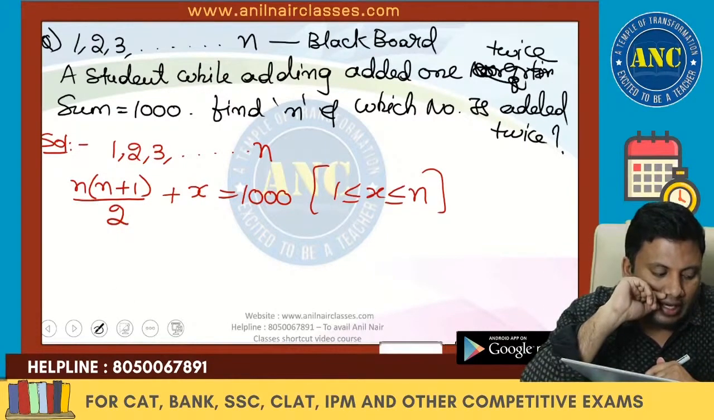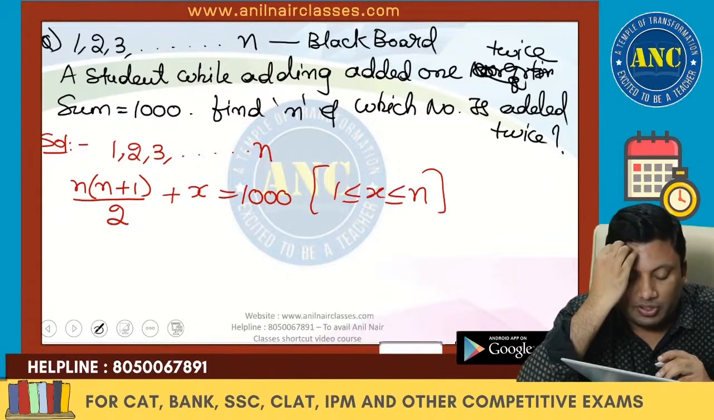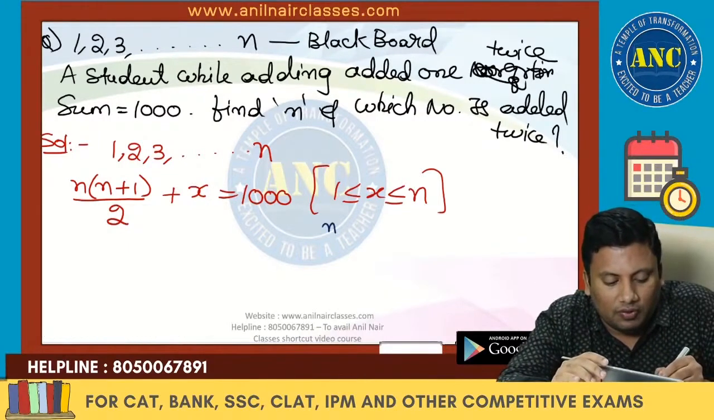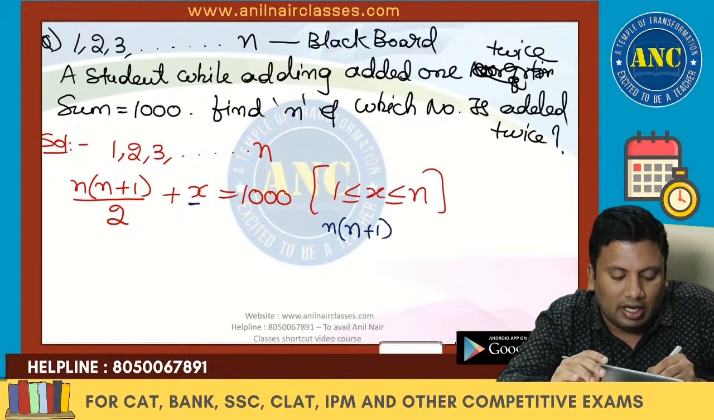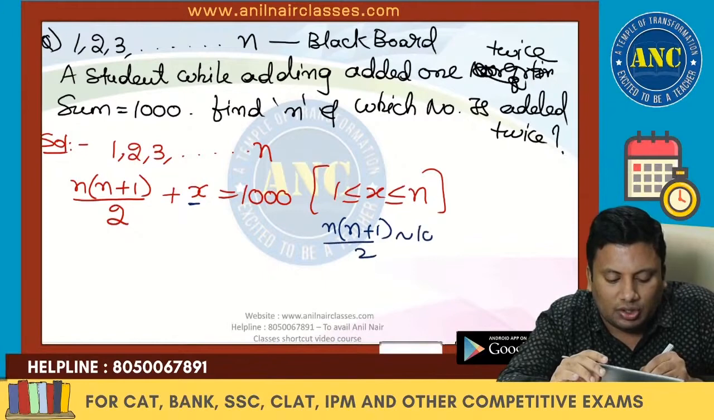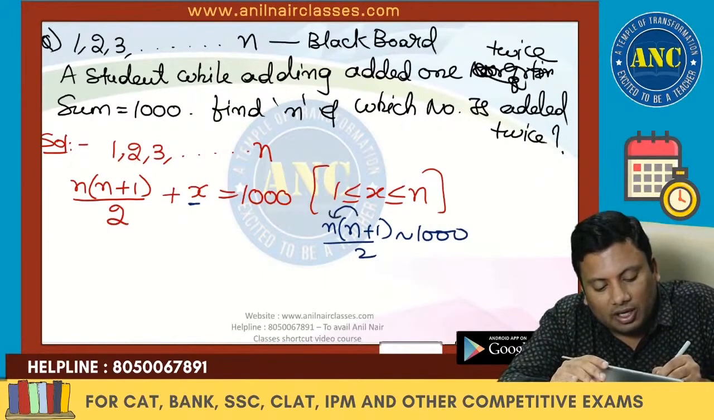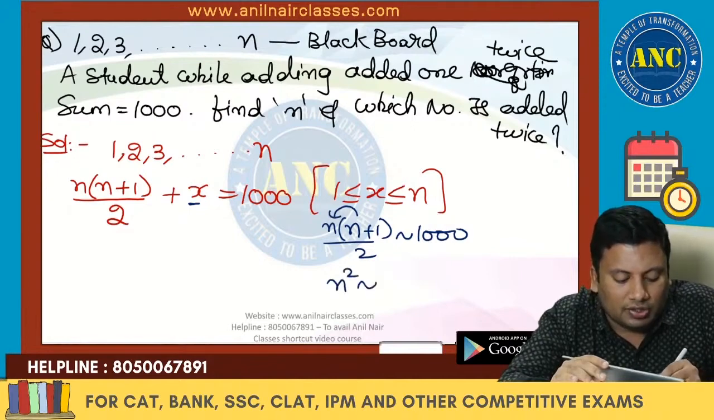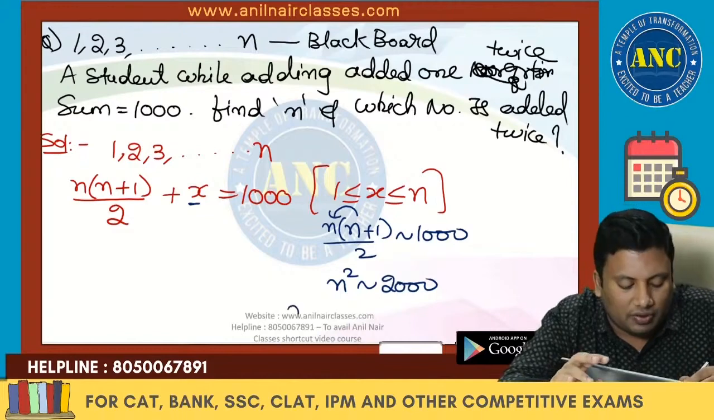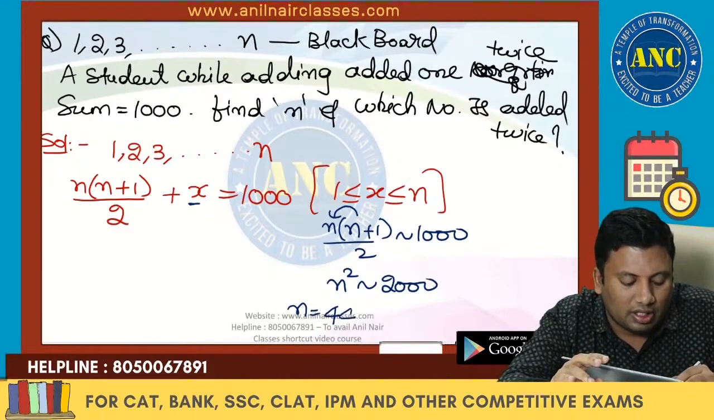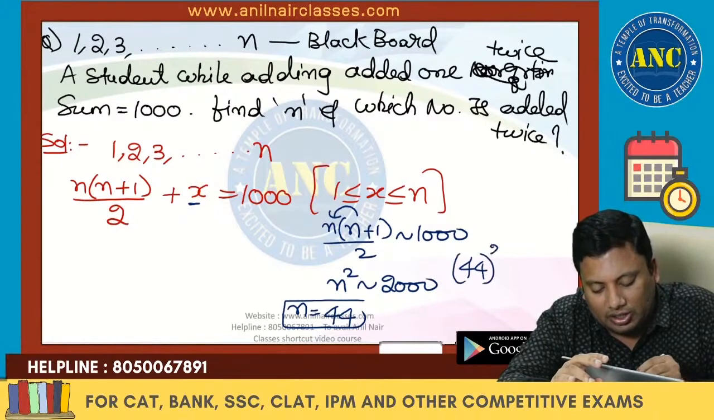Now, if you see here, it is an equation with two variables. What you can do is, this x is very, very small. So n into n plus 1 by 2 is nearer to 1000. N plus 1 is closer to n, so n square is closer to 2000. What is the perfect square just less than 2000? 44. 44 square is 1936.